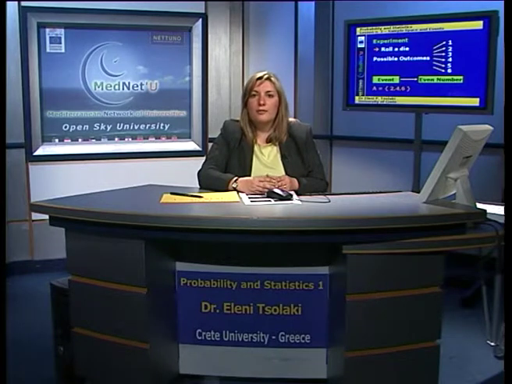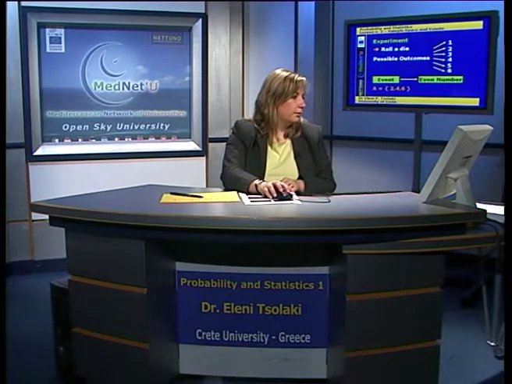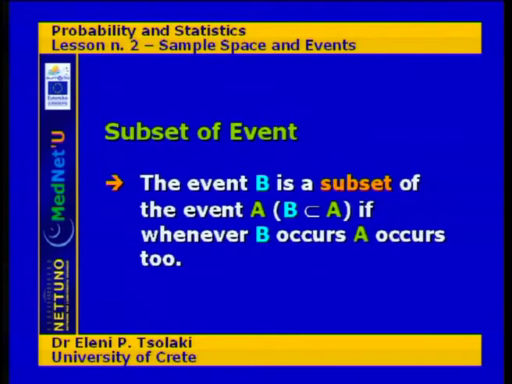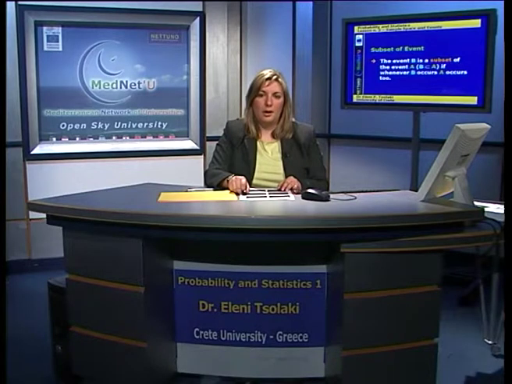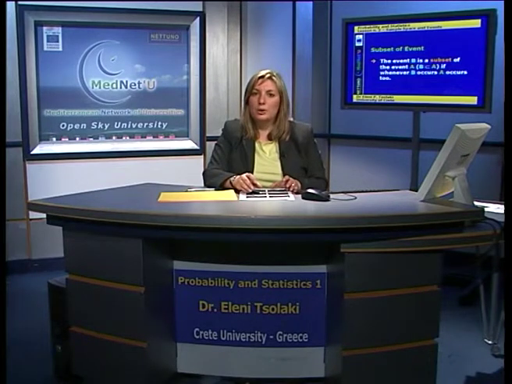On the other hand, if we observe a 1, a 3, or a 5, then we say that the event A hasn't occurred. An event B would be called a subset of the event A, and be denoted as we write it here, if whenever B occurs, A occurs too. We are interested in knowing if an event is a subset of another event, as later on, when we calculate probabilities, it's much easier to make these calculations if we know that an event is a subset of another event.